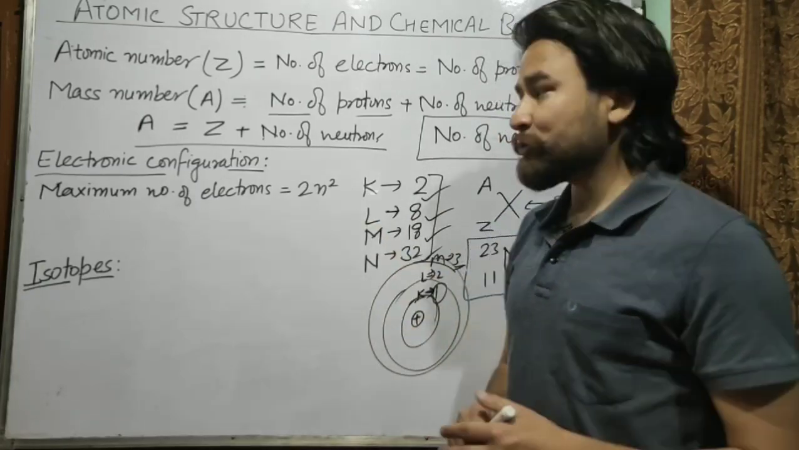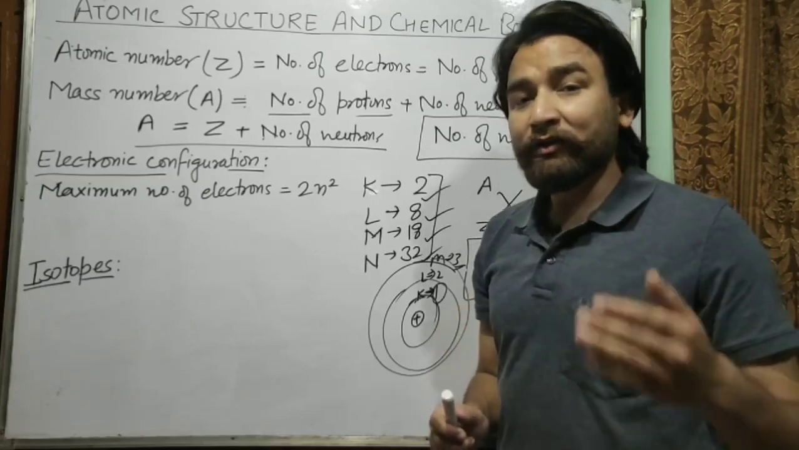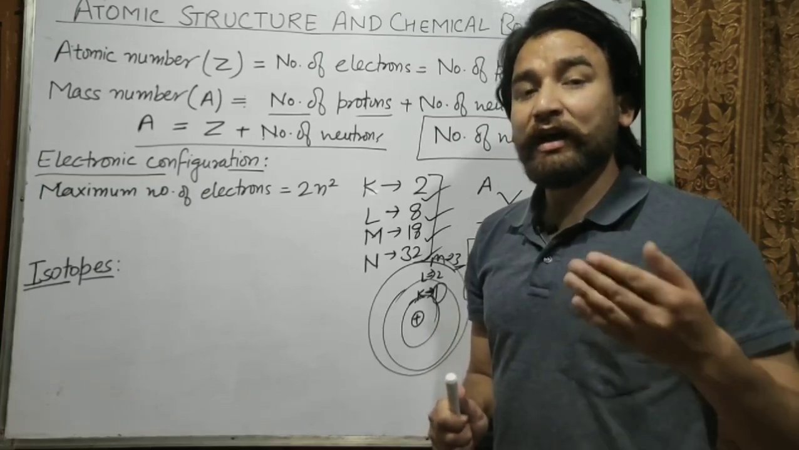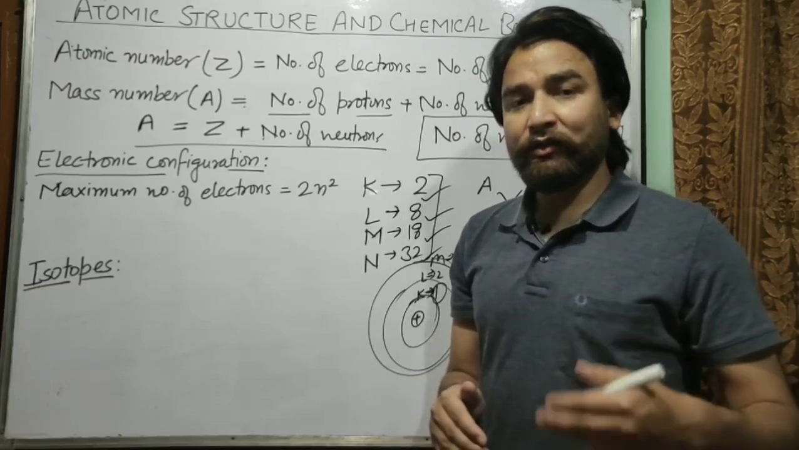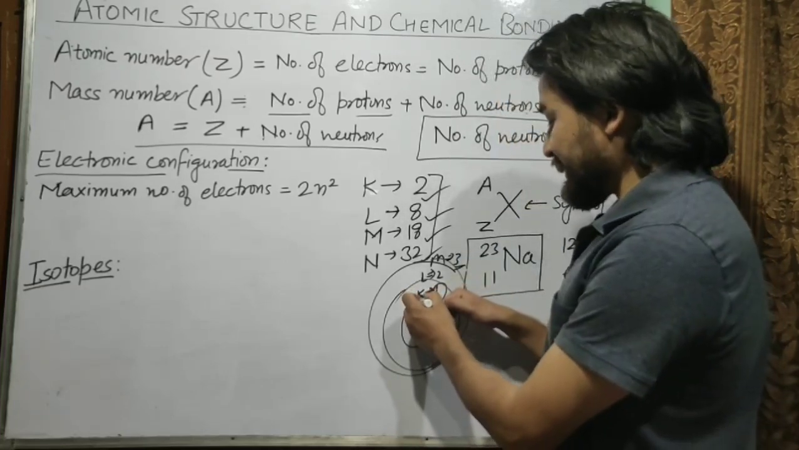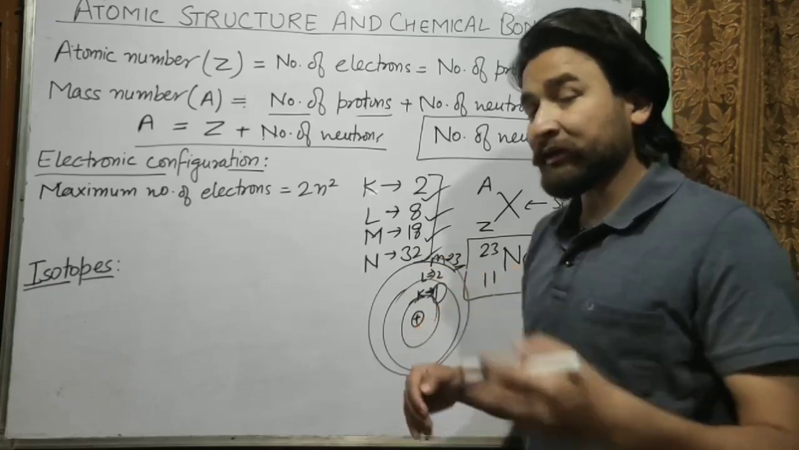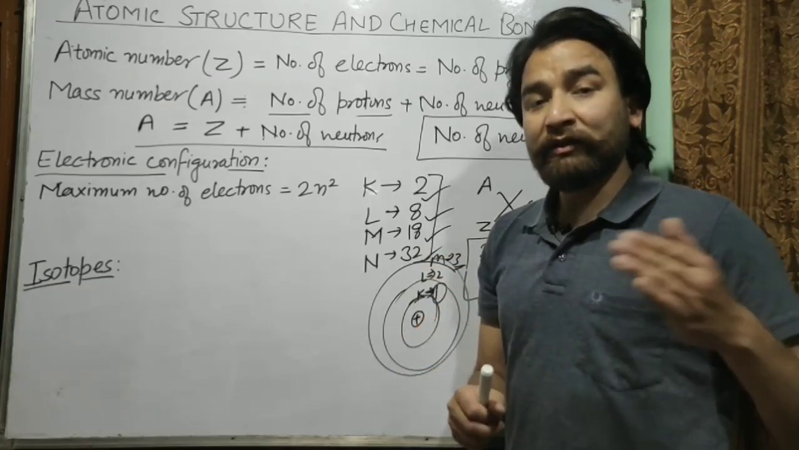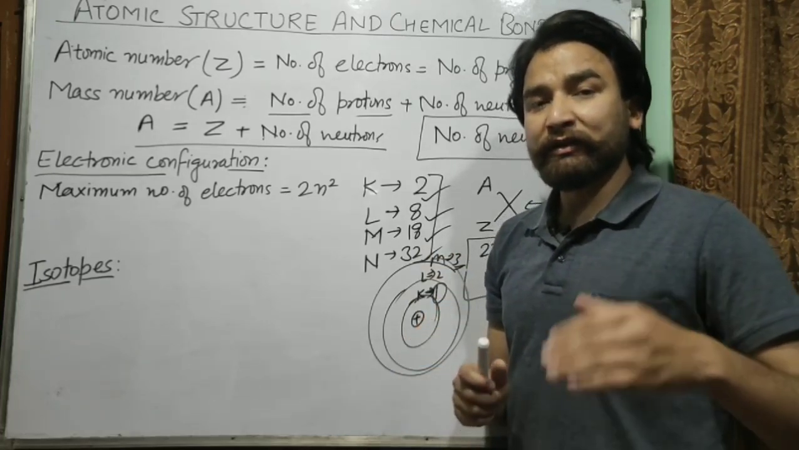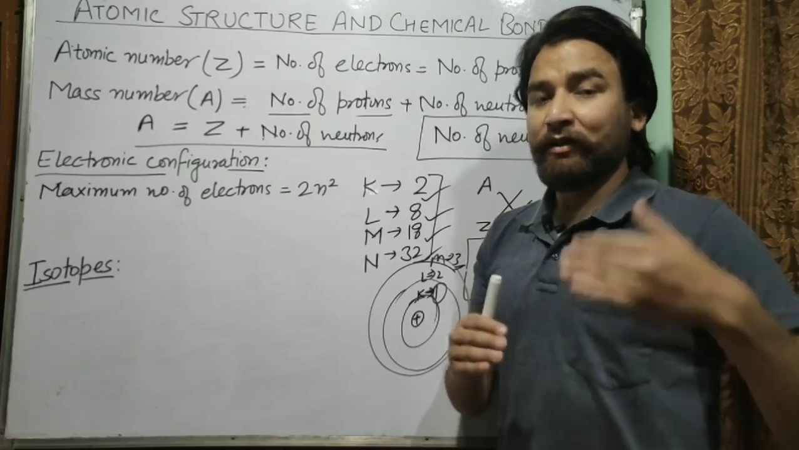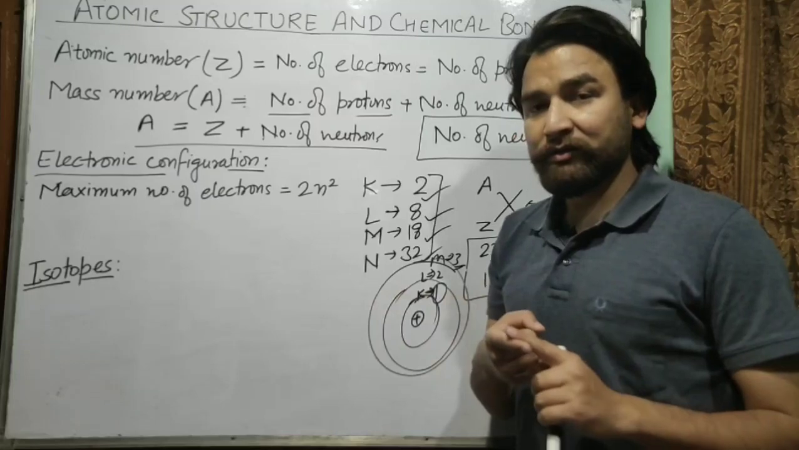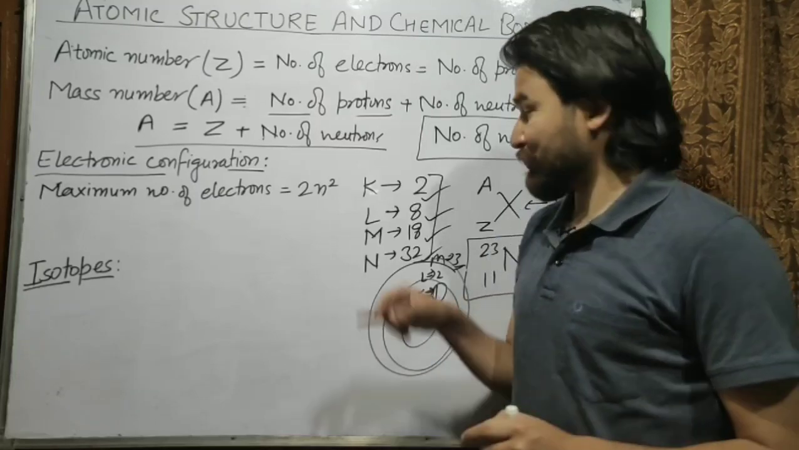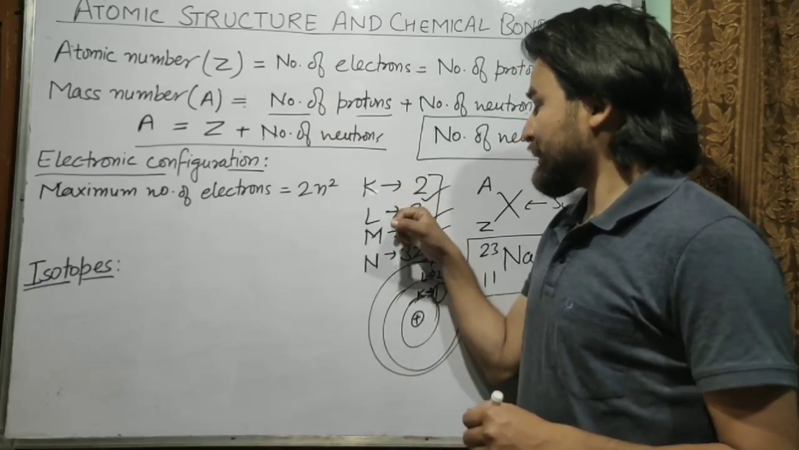Now the second rule says that in electronic configuration, electrons are arranged according to the shells. First, the electrons are filled in the first shell, that is K, then L, then M, and then N, and so on. When the first shell is filled, then we will fill the second shell. When the second shell is filled, then we will fill the third shell. So remember this rule. First shell can have 2 electrons, then the second shell.